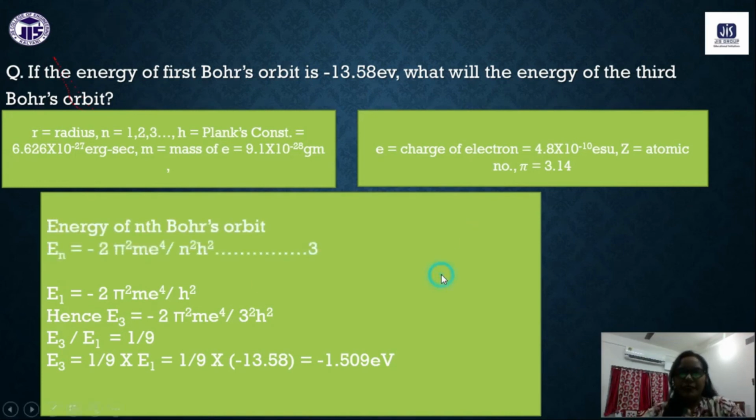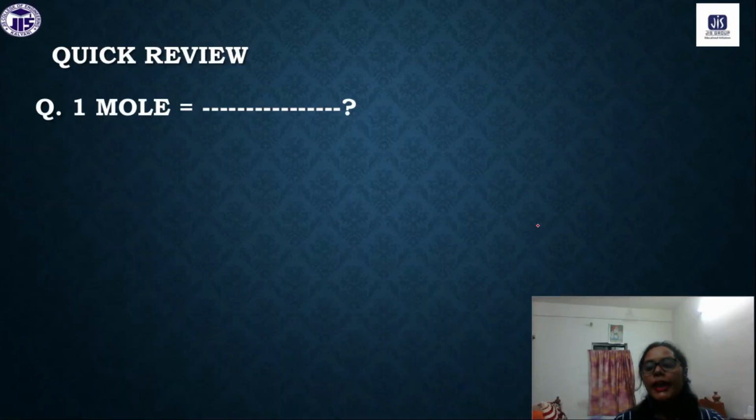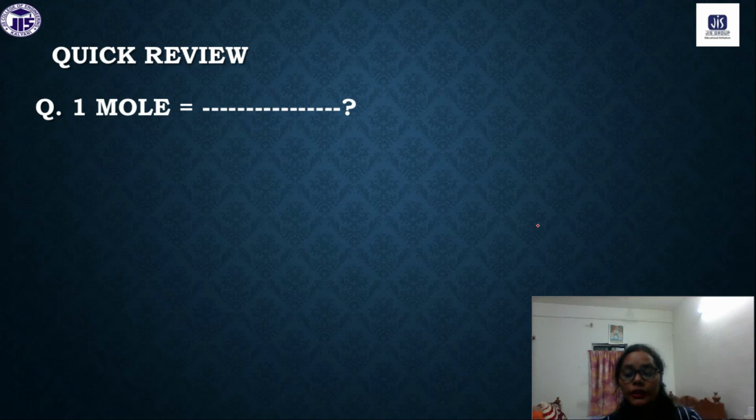Okay, next we will see. Now you know about the atomic structure, the Rutherford atomic model, and the drawbacks of the Rutherford atomic model. To sort out those drawbacks, we have the Bohr's atomic model, and we also have some drawbacks of the Bohr's atomic model. So all this you have seen. Now I have given one question for a quick review of whatever you have understood from this chapter.